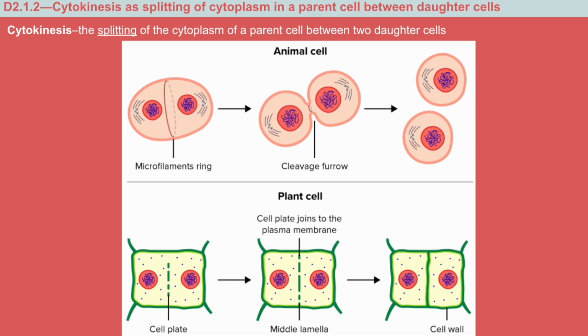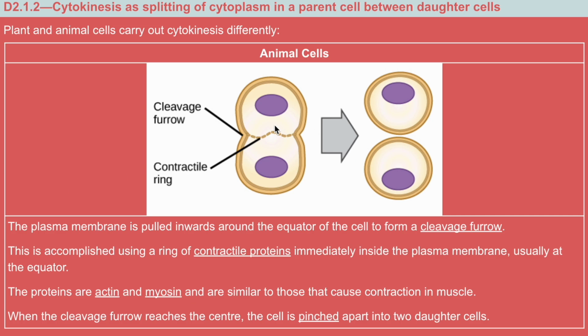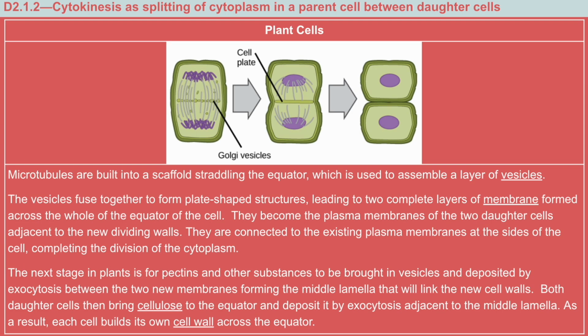So let's look at animal cells first. In animal cells, we're going to see the plasma membrane being pulled inwards around the equator of the cell to form what's called a cleavage furrow. This is accomplished using a ring of contractile proteins that are immediately inside the plasma membrane. The proteins are actin and myosin, similar to what we learned with muscle contraction. When the cleavage furrow pinches in enough to reach the center, the cell gets pinched apart into two daughter cells. Fairly straightforward.